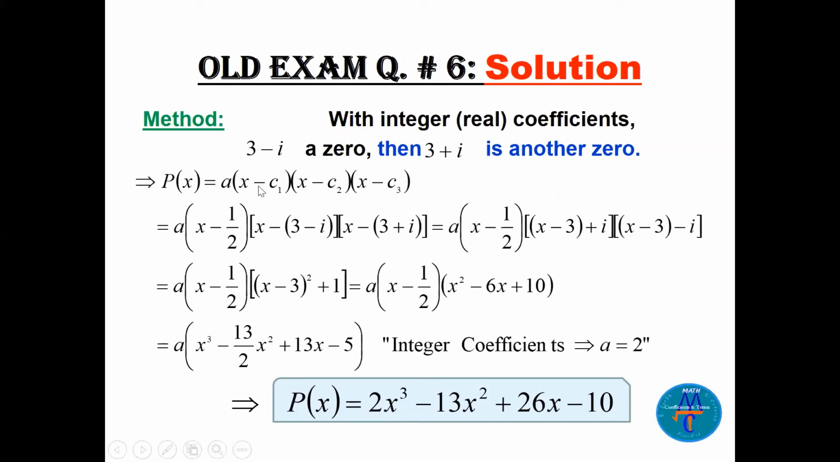So I try to build the function: x minus c1, x minus c2, x minus c3. And here I have to be smart in multiplication. You see, x minus 3 plus i, x minus 3 minus i becomes the sum of two squares: x minus 3 squared plus 1. And then leave x minus one half for now. Look here, it will be x squared minus 6x plus 9. You see that one? Perfect. Plus 1, so it becomes 10. Then I multiply this and this.